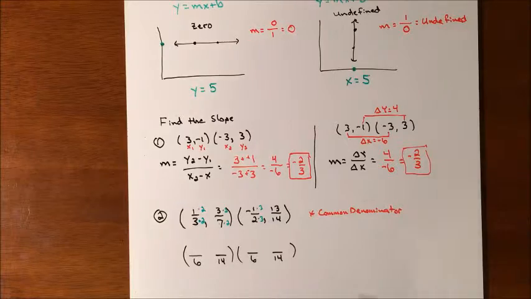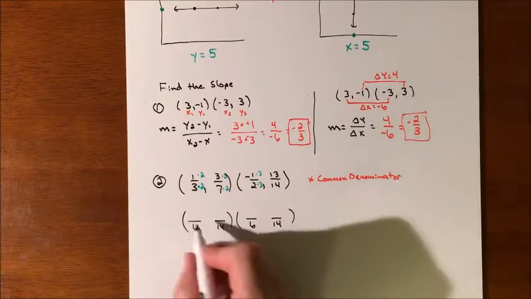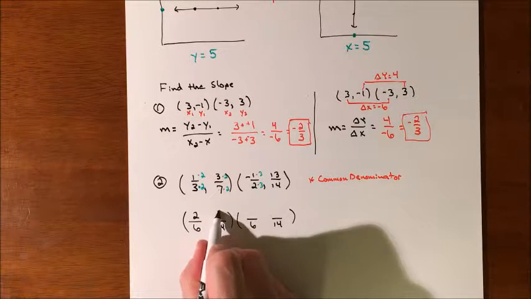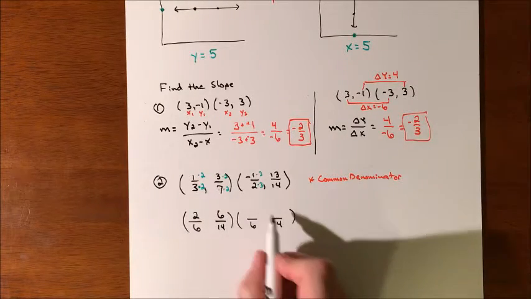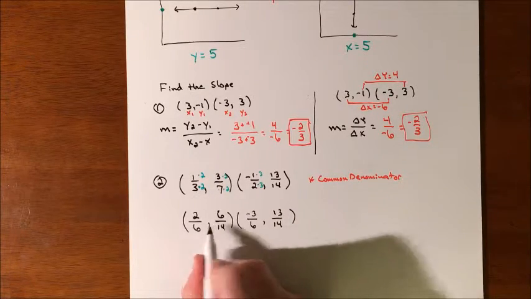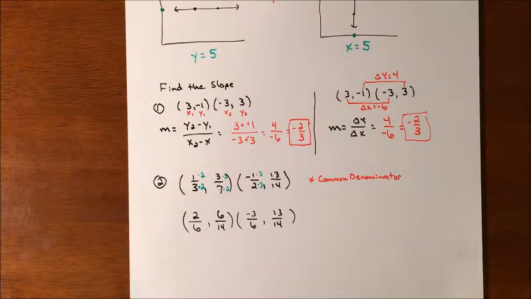So my values are going to be 2 over 6, 6/14, and then a negative 3/6, and I didn't do anything with that. Okay, so now I'm looking at what am I changing my y's.